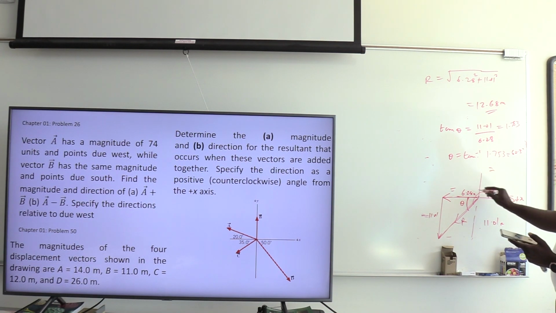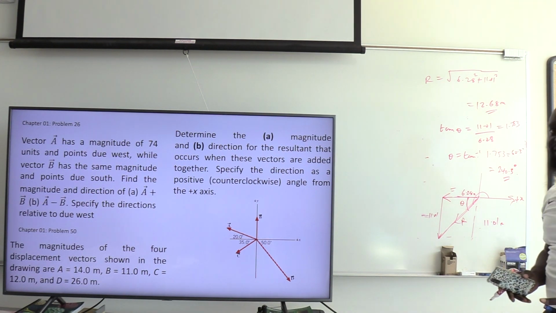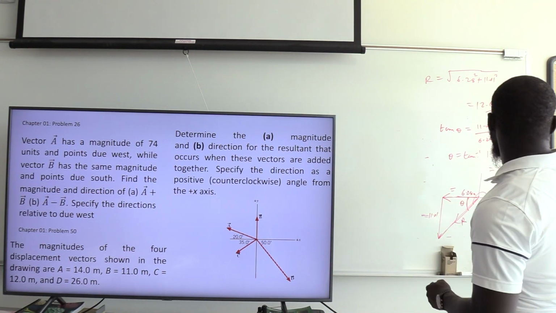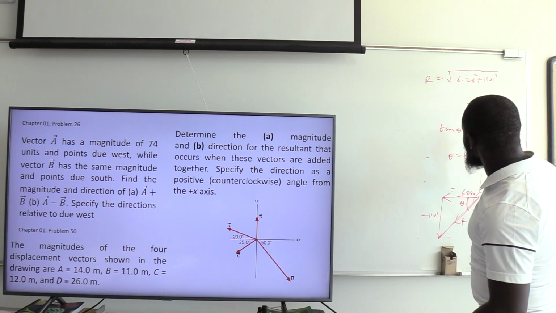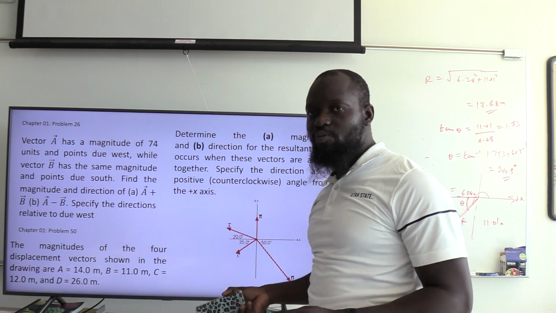So the total angle we are looking for is 240.3 degrees. Okay, so that becomes the final answer: 240.3 degrees, and the magnitude is 12.68. Okay, and that is the end of the homework for homework 1.